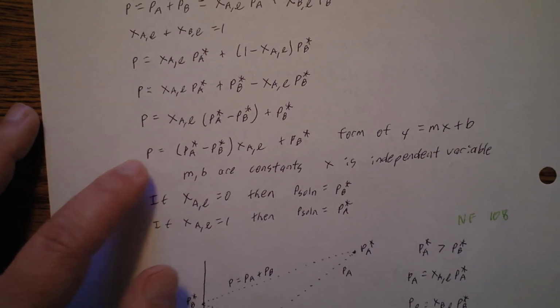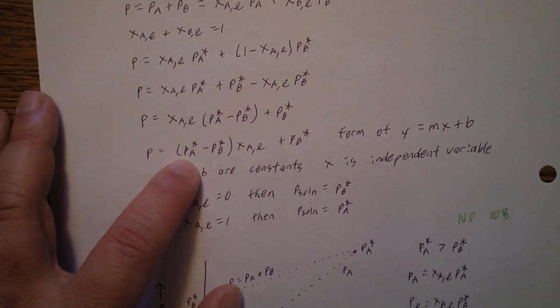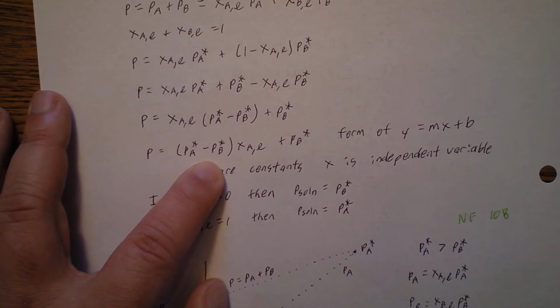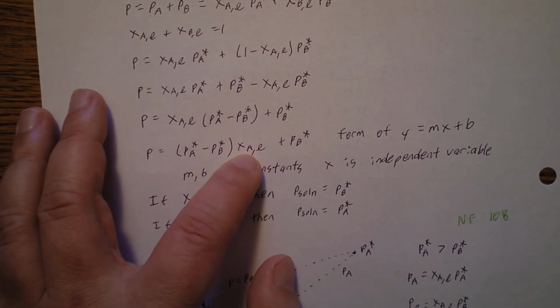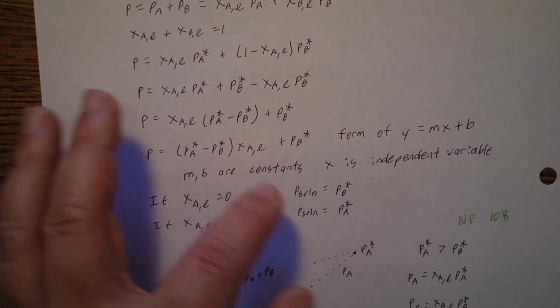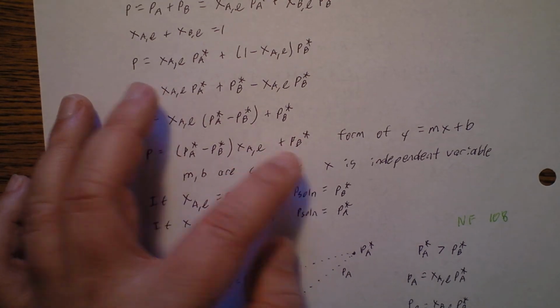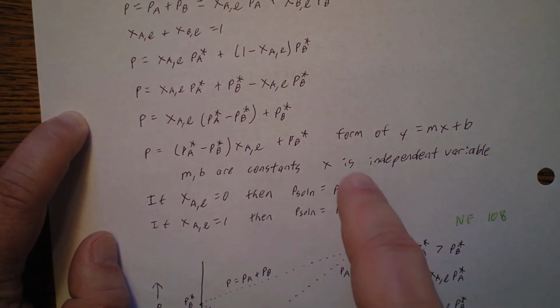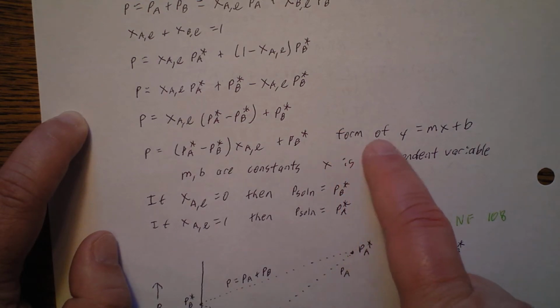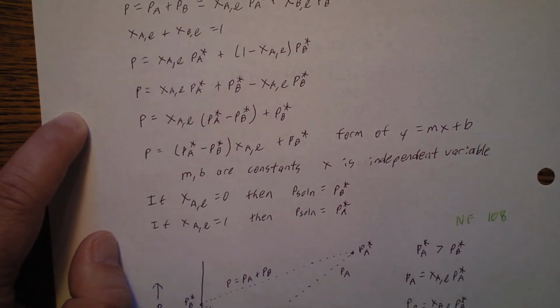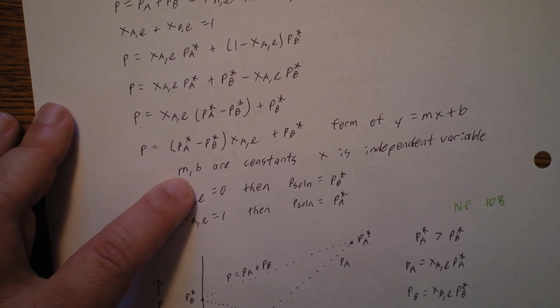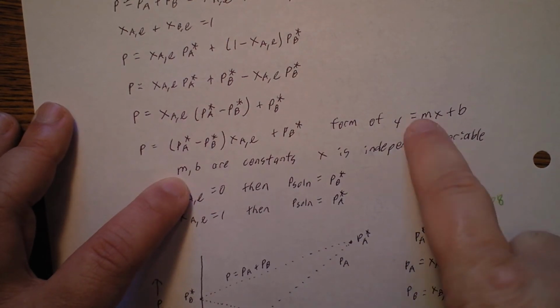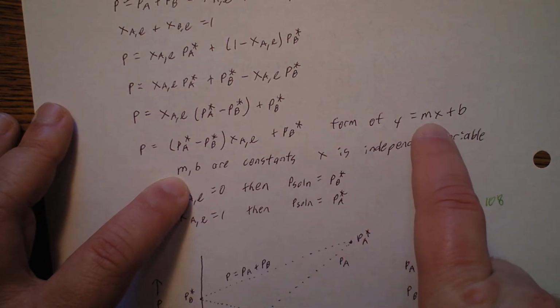So the total pressure is equal to the partial pressure of A unmixed minus the partial pressure of B unmixed times the mole fraction of A in the liquid phase plus the partial pressure of B unmixed. So the reason we did that is now we have a line in the equation of y equals mx plus b. So remember, m and b are constants up here, and then x is our independent variable.